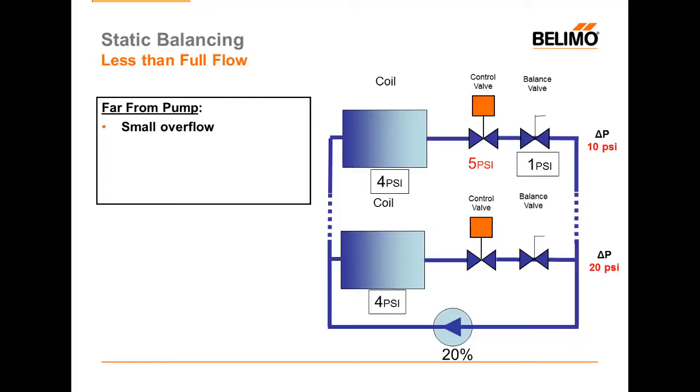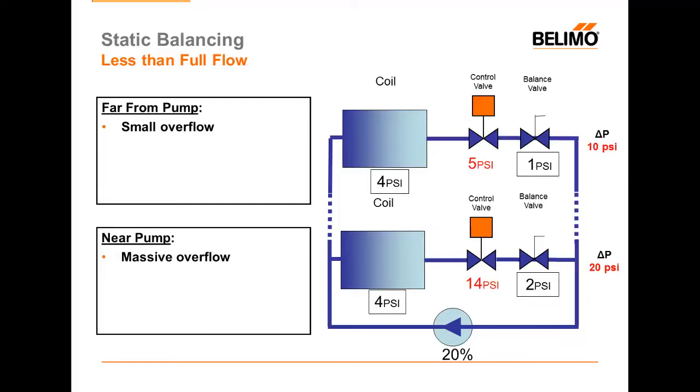Let's say again we still have 4 psi on the coil, and now our balancing valve, which was supposed to take a 12-pound drop, is probably only taking 1 or 2. In this case, we'll say 2 psi. That means that the entirety of the rest of those 14 psi go to my control valve. Here I'm going to generate a massive overflow. Again, this valve was sized and balanced for a 4 psi drop, and now it is seeing 14.